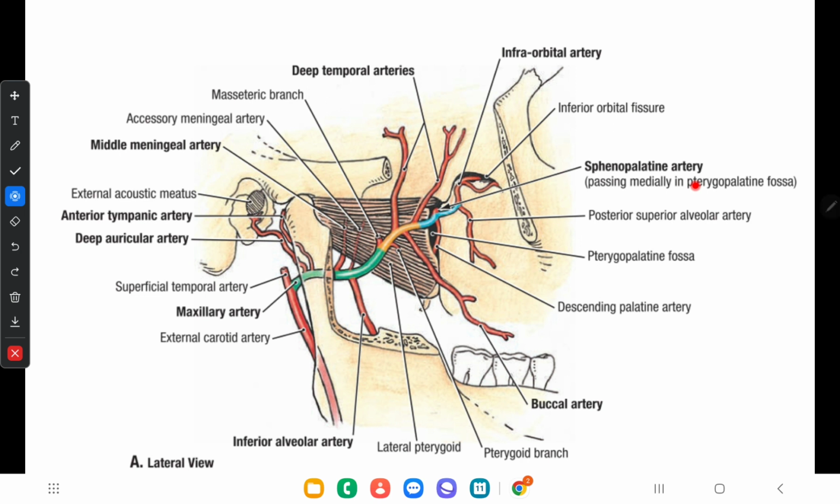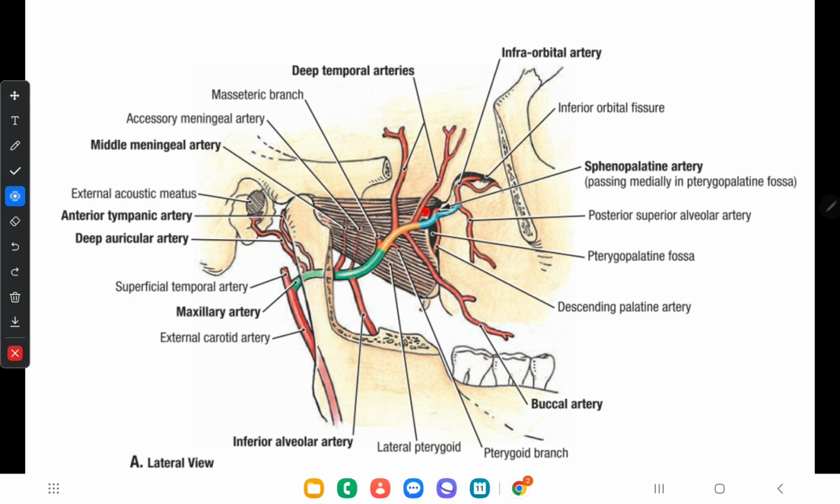Again, as a summary, in the first part of the maxillary artery, there are 5 branches: deep auricular artery, anterior tympanic artery, middle meningeal artery, accessory meningeal artery, and inferior alveolar artery. In the second part, there are 4 branches which give blood supply to the muscles of mastication. Those are masseteric branch to the masseter muscle, buccal branch to the buccinator muscle, pterygoid branches to the lateral pterygoid and medial pterygoid, deep temporal arteries to the temporalis muscle.